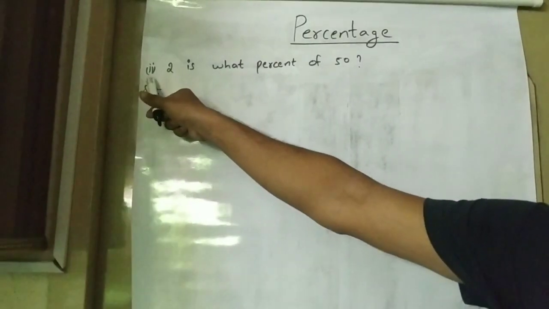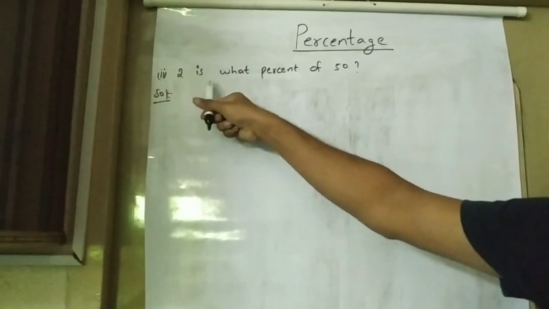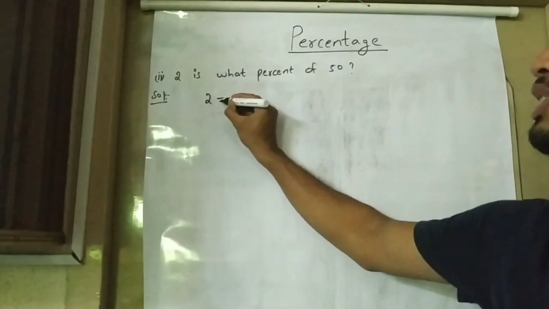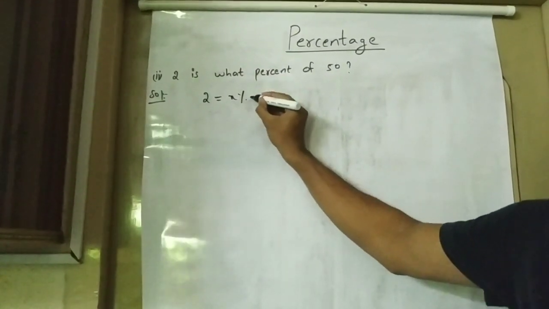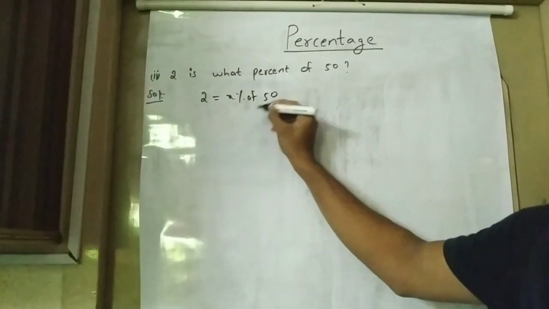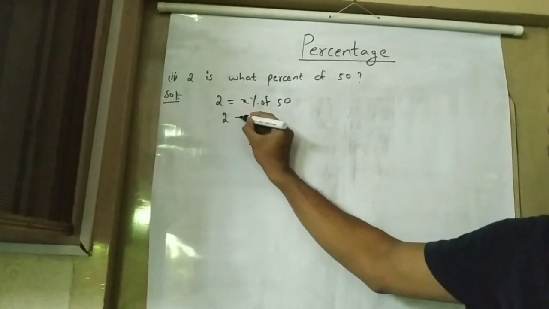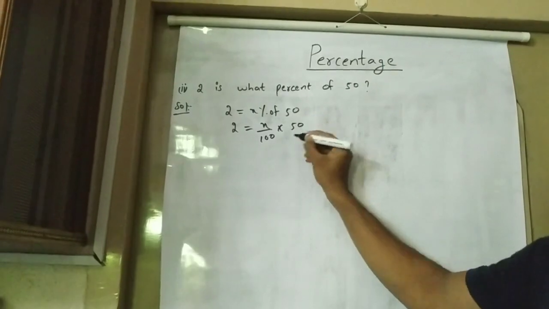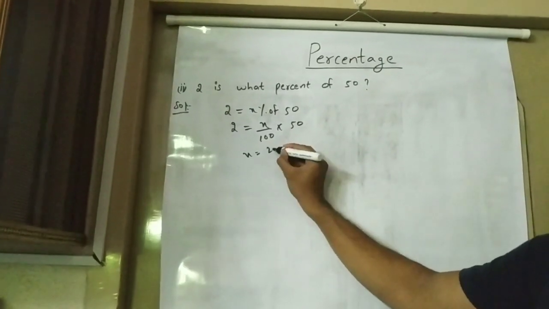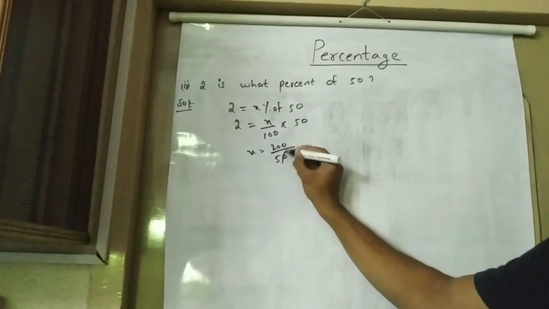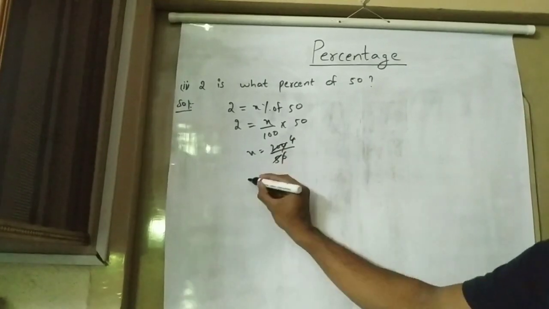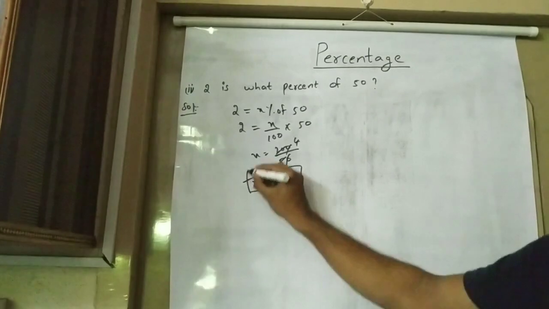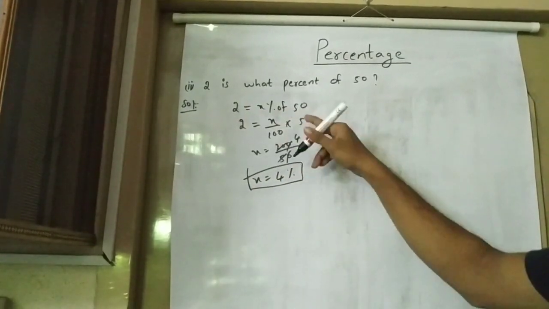Okay. So in the second question it is given as 2 is what percent of 50. So we don't know. Let it be 2 is equal to x percentage of 50. So we have to find the x. 2 is equal to x by 100 into 50. So x is equal to 200 by 50, that is equal to 4. X is equal to 4 means 2 is 4% of 50.